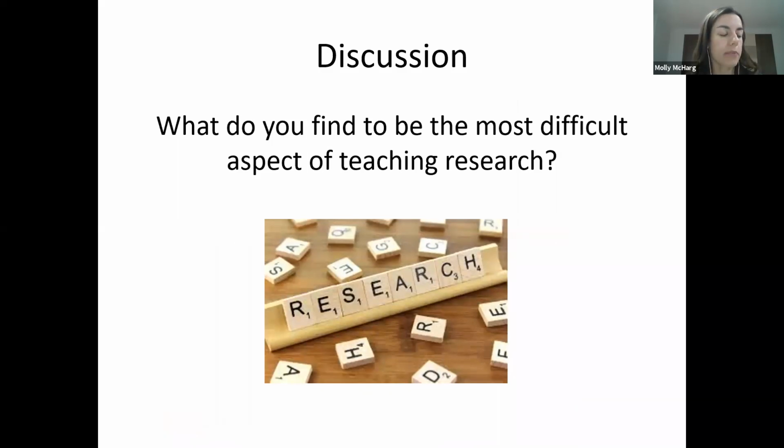I have one more question for you before we really delve in. If you are teaching research, or even if you're a learner, what do you find to be the most difficult aspect of teaching research, or even of conducting and doing research yourself? What do you think is the most difficult thing? So I'll just add what one person said, the citations and the sources. They said that before, so we can add that.